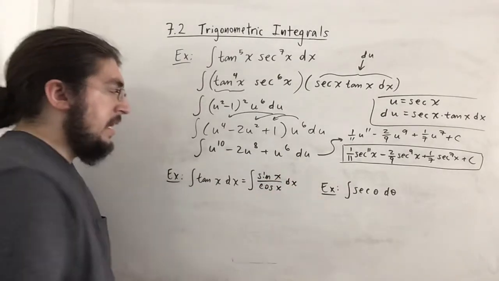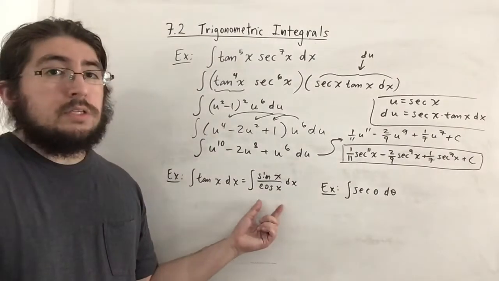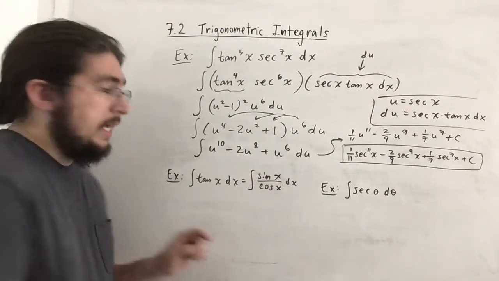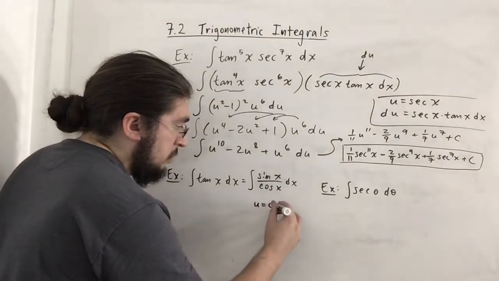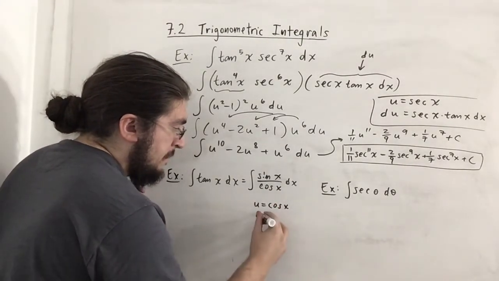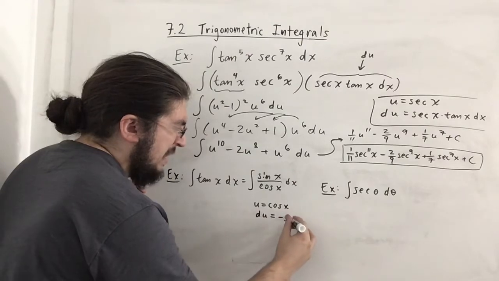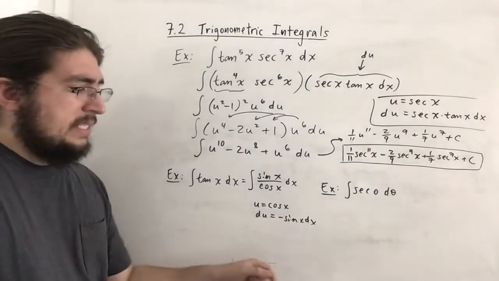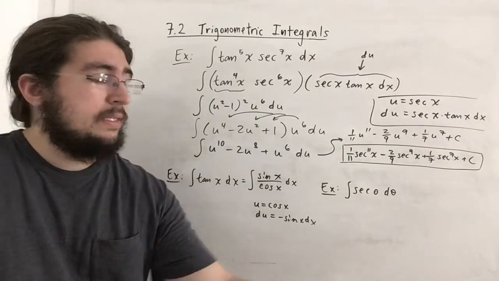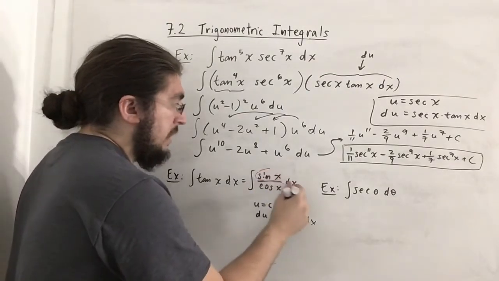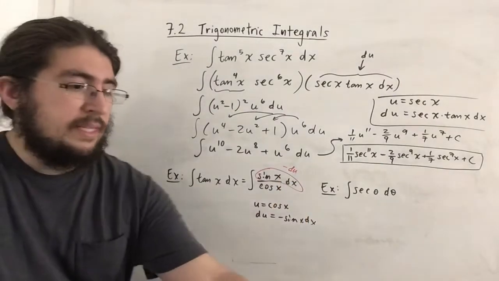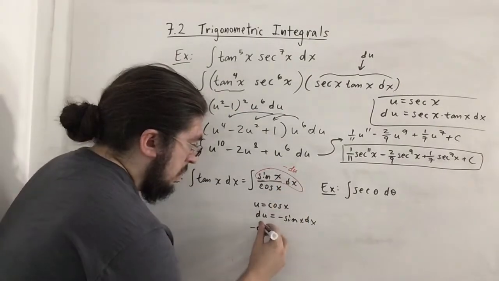Well, notice that if we let cosine be equal to u, then du is negative sine of x dx. So if you do the u substitution, u is equal to cosine of x, then du is equal to negative sine of x dx. We don't quite have negative sine of x dx, but we do have sine of x dx. So we can replace this with negative du, just multiplying through by negative in this substitution, just to show you.